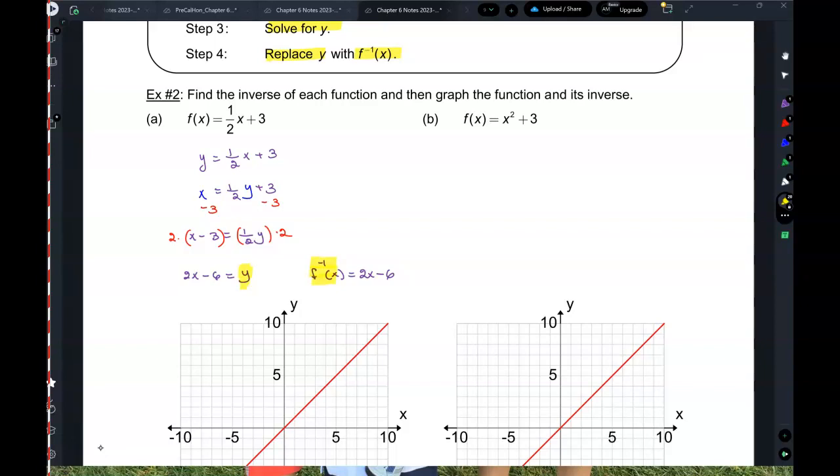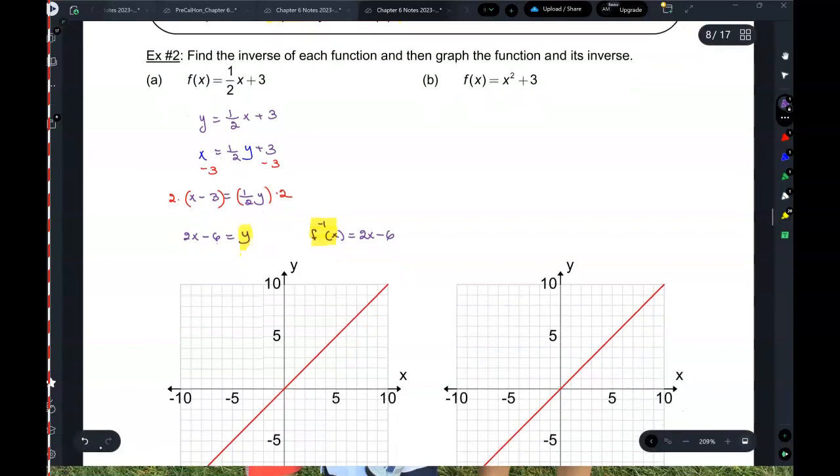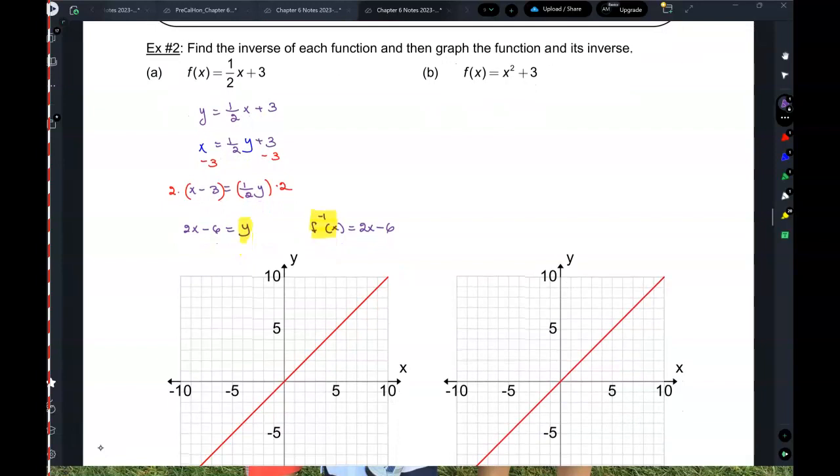Okay, so now let's graph these. Let's graph the first one, half x plus 3. Do you remember how to do that? The y-intercept is 3. And then the slope is 1 half. I go up 1 over 2. Okay? And I'm actually going to put up a couple more to make a straight line here.